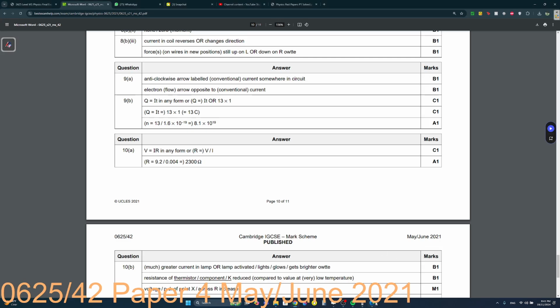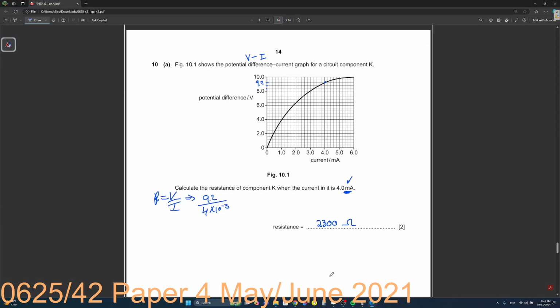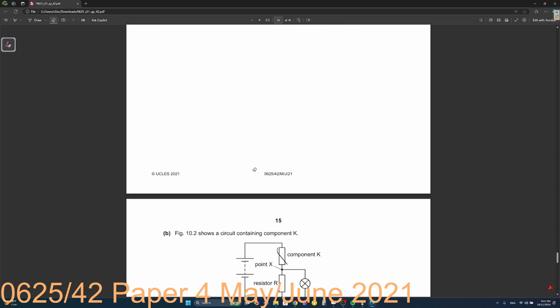And I guess, would you need significant figures? If you want to play it safe, you could say 2.3 times 10 to the power of 3. Oh, okay. This would be accepted as well. That's it for 7. Oh, no, we have part B.